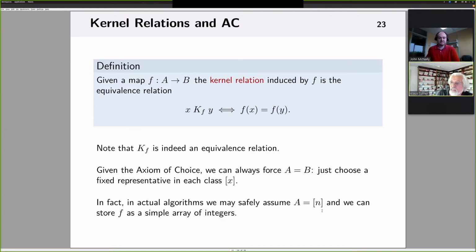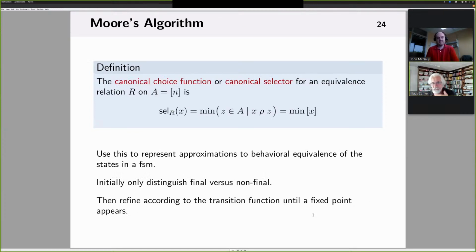It's trivial to implement. And so if you're willing to buy this assertion that without loss of generality, I can think of everything I have to deal with as just natural numbers, that means every equivalence relation is just an array, an integer array. And so now, of course, we can compute with that, right? And the computation is very straightforward.